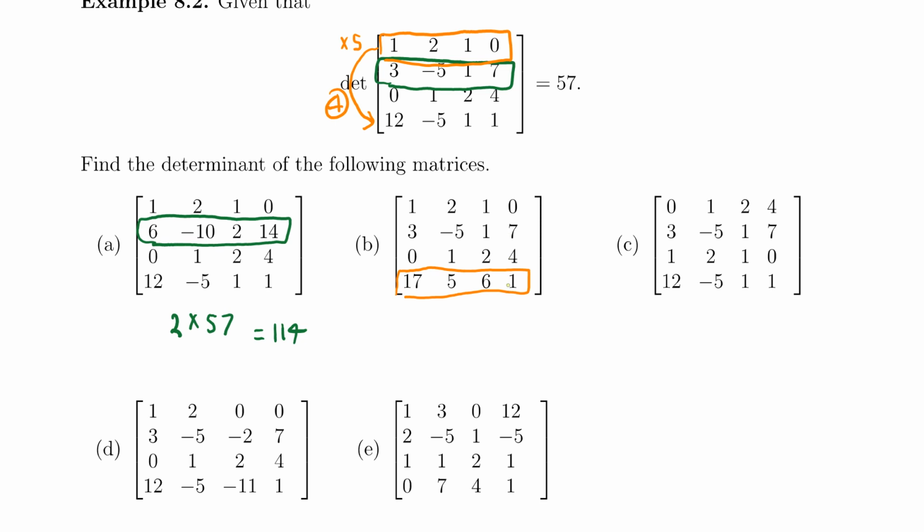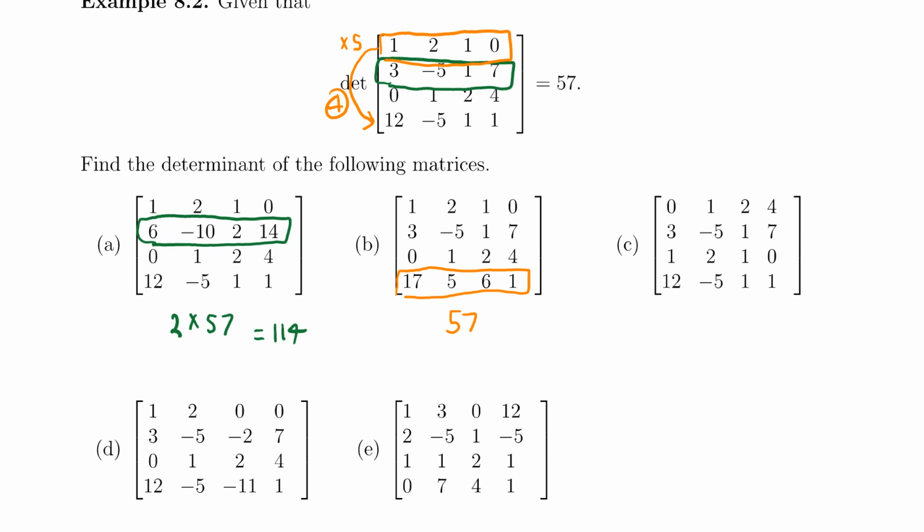So the new matrix is the old matrix where I add 5 times row 1 to the last row. This is the standard row operation, and whenever I multiply a row by a constant number and add that to another row, the determinant of that matrix will actually remain the same. So the determinant of this one will still be 57.